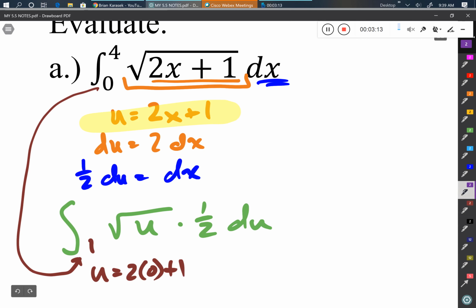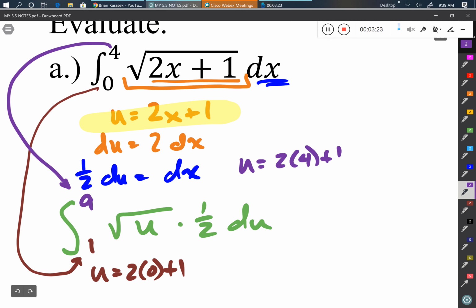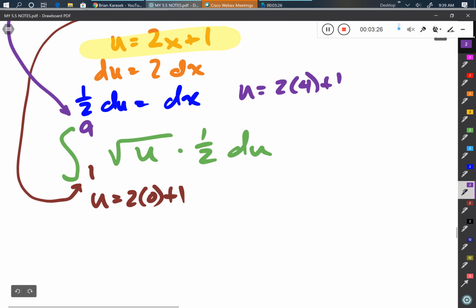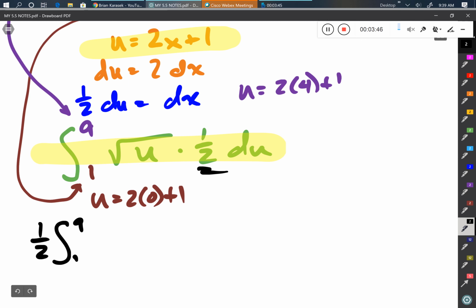And so then what will the upper limit of integration become? Well, that upper limit of integration is going to become u equals 2 times 4 plus 1. 2 times 4 plus 1 is 9, so it becomes the integral from 1 to 9. Now that I've done the substitution and both things that were supposed to happen happened, that is, all the x's turned into u's, and now I have an integration that I can probably perform, I'm going to go ahead and perform this integration. I'm going to move the 1/2 out in front. So I have 1/2 times the integral from 1 to 9 of u to the 1/2 du.